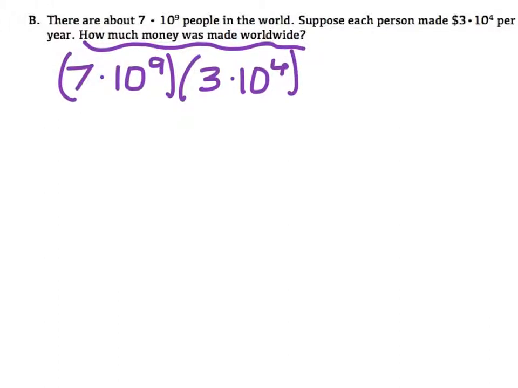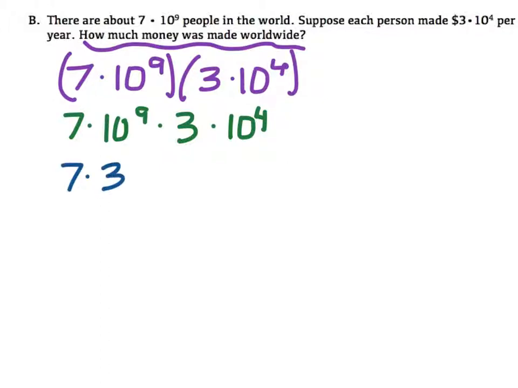Now, those parentheses I put in really are unnecessary. I could rewrite this as 7 times 10 to the 9th times 3 times 10 to the 4th. And then we can change the order of things when we multiply. The order does not matter when we multiply, so I could group together the 7 times 3 and then group together those bases and exponents on the tens. So times 10 to the 9th times 10 to the 4th. And now we can see how to proceed here.